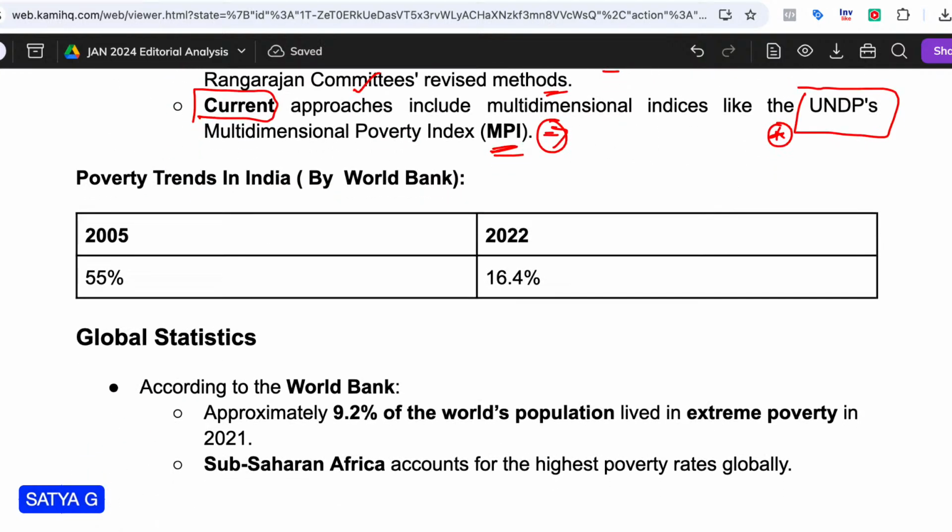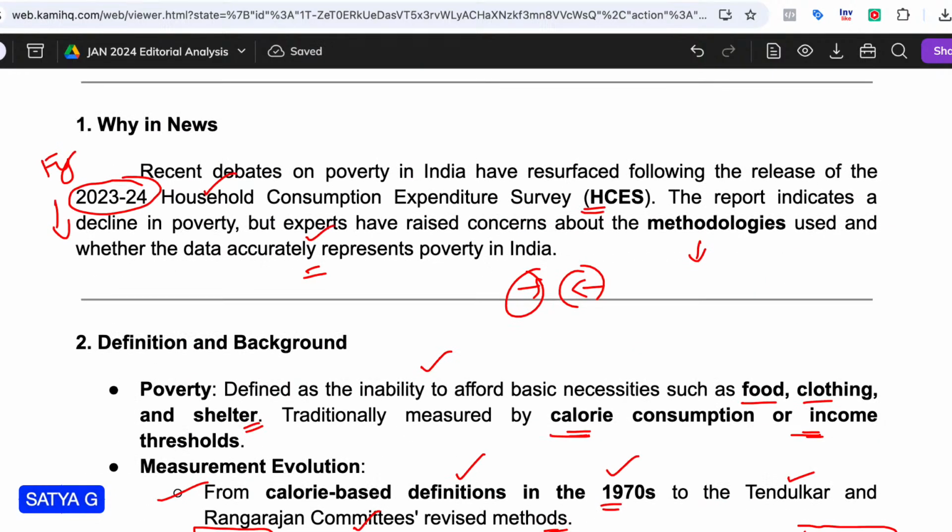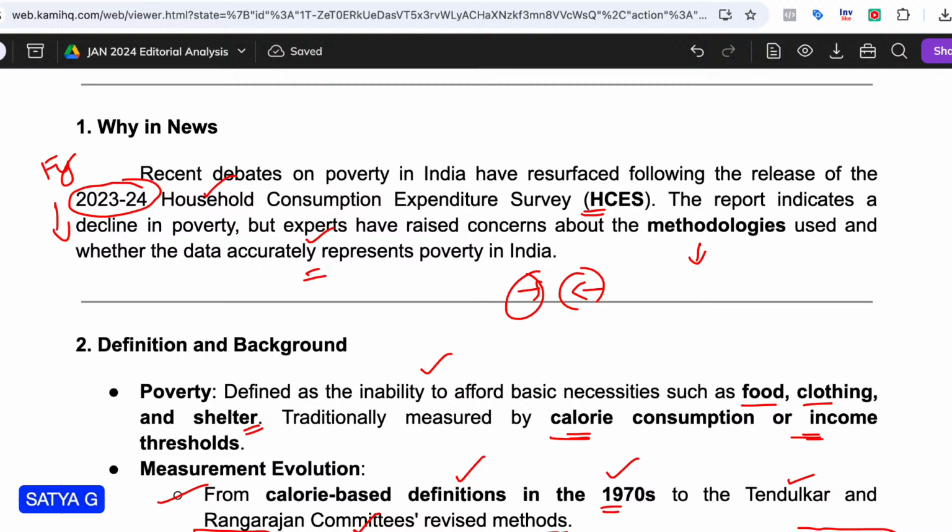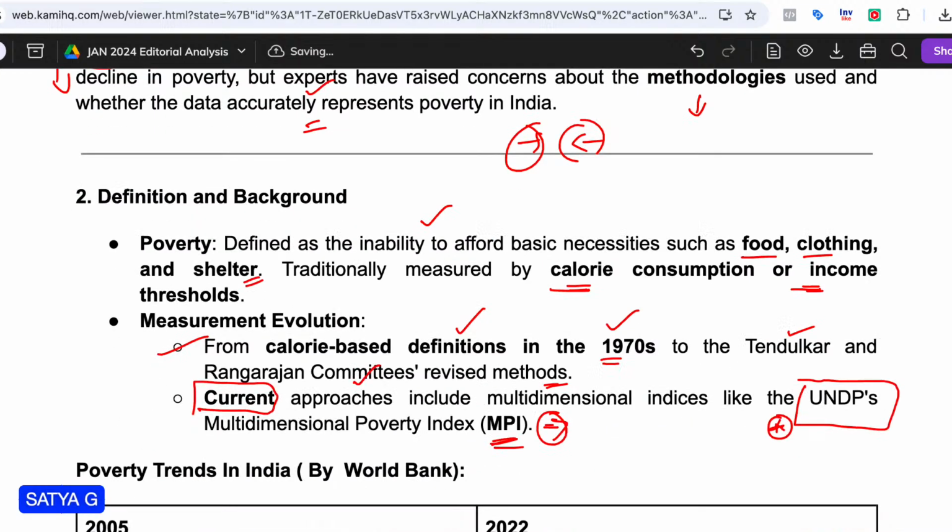If you observe poverty trends, in 2005 in India we had 55% poverty. Right now in 2022 it is 16.4%. It means it reduced a lot. In the newspaper, they are mentioning right now in India 25%, but moreover they are raising concerns.